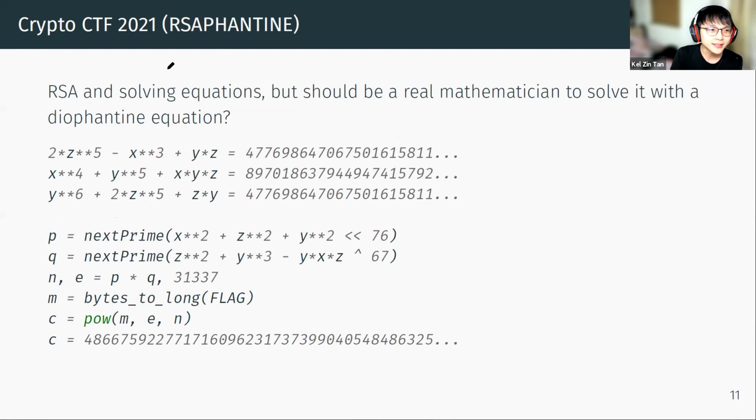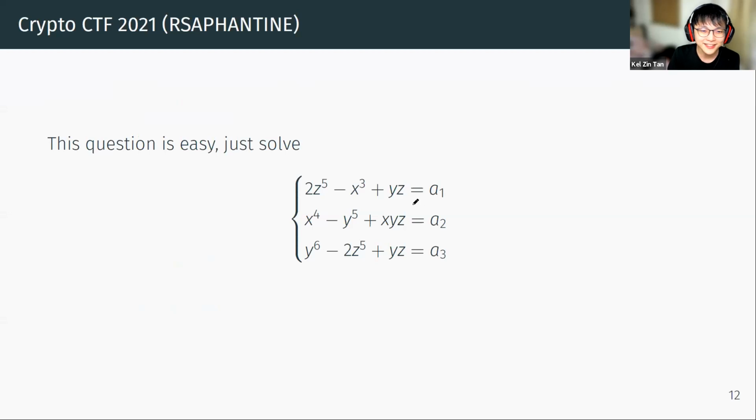So this is also from Crypto CTF, and it's just another solving equation problem. You have these 3 equations given to you, which have x, z and y, and they use these x, z and y to generate the primes for RSA, P and Q. So if you know x, z, and y, you basically solve the whole thing because you get P and Q. Then the question is back to how can you solve this whole chunk of thing? It's very easy. You just solve it, right?